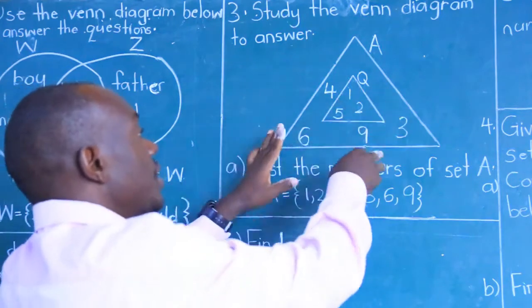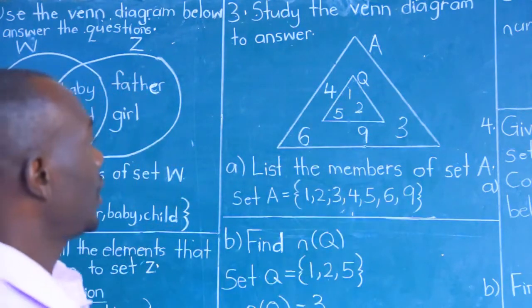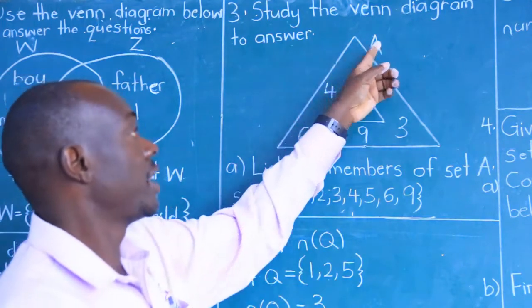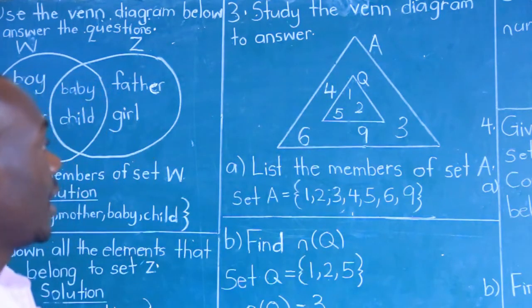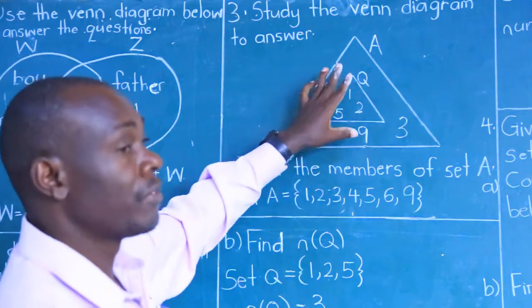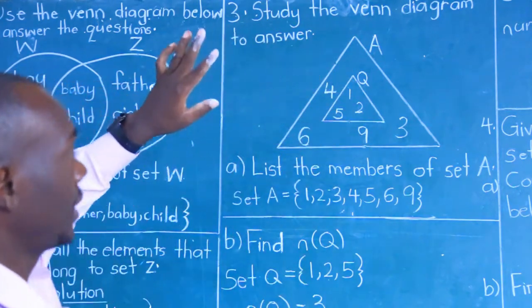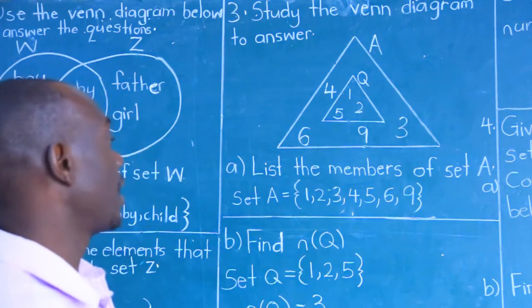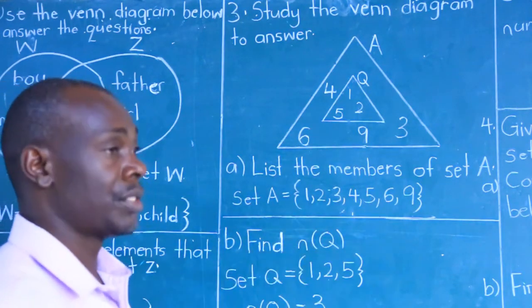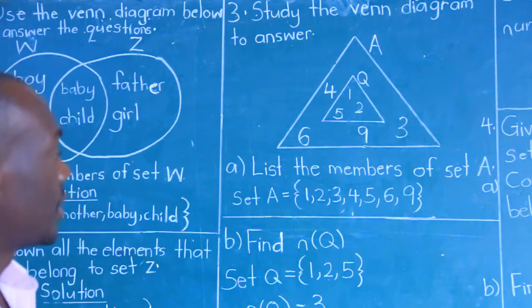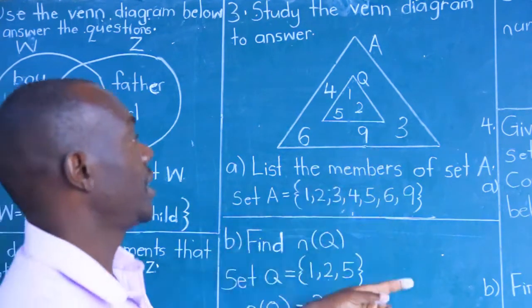So list whatever is inside set A, then you have identified the members of set A. Again, you must know that when members are entered into the Venn diagram, don't put any comma. But when they are put out of the Venn diagram, you put a comma as you are listing. So part A reads, list the members of set A.